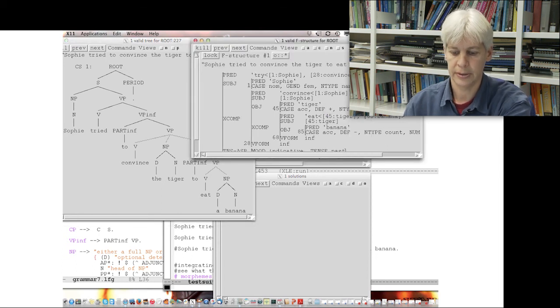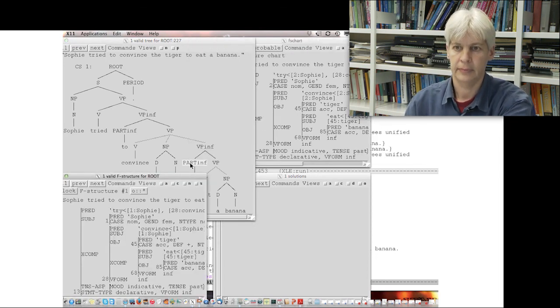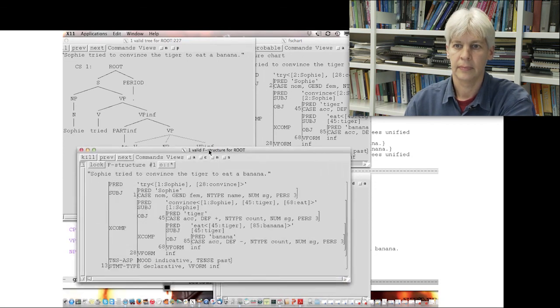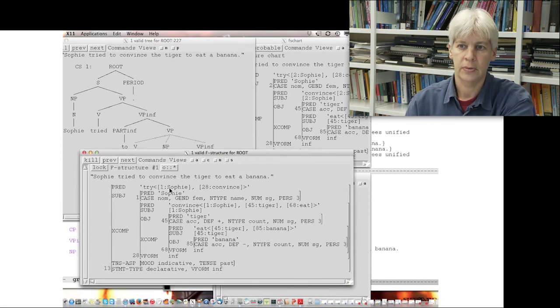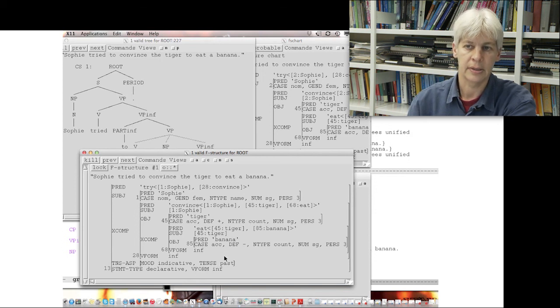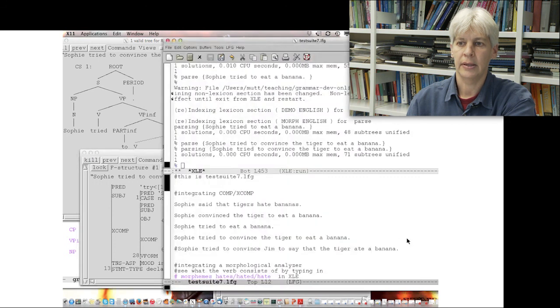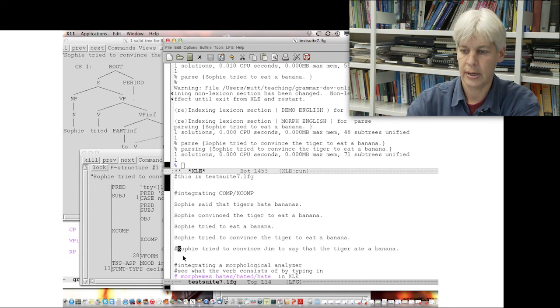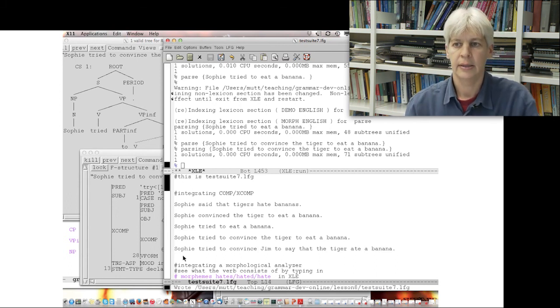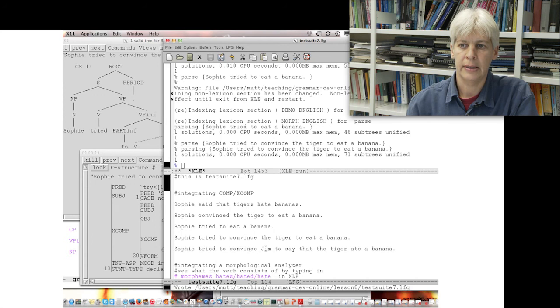Let's look at the F structure. Try. Sophie is trying to convince somebody. That's the XCOMP. The XCOMP contains convince, which again contains another XCOMP here, which is eat. Again, this is what we want. This is very good. Okay, let's try another one. Let's try an XCOMP. Tried to convince. We already did that. And let's try to embed that.